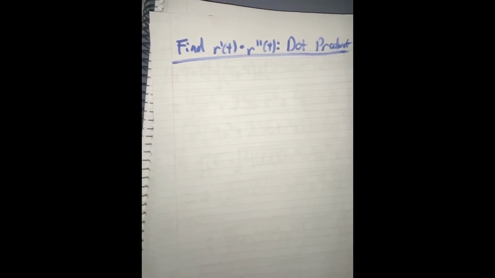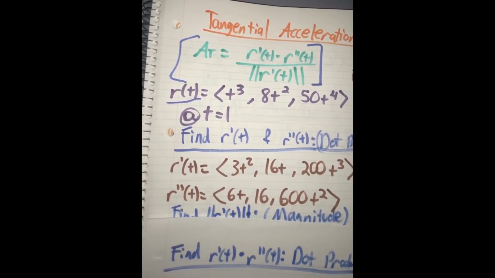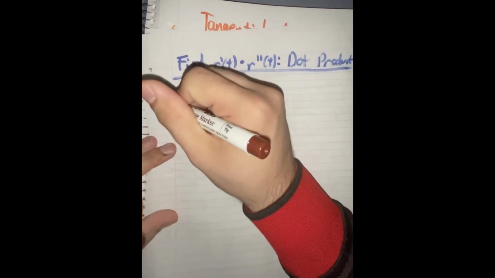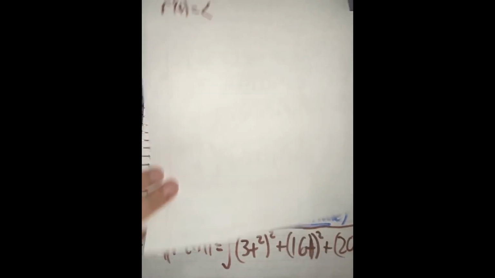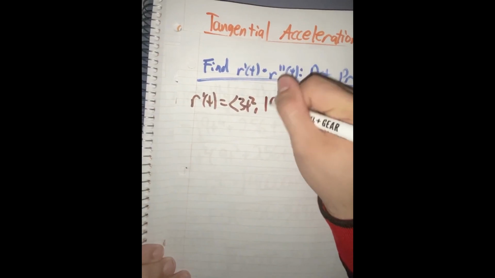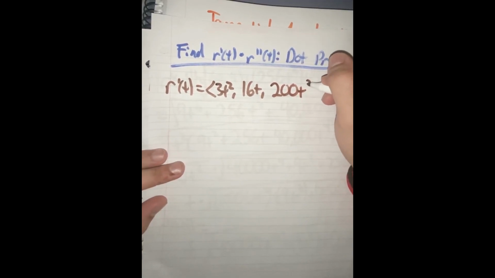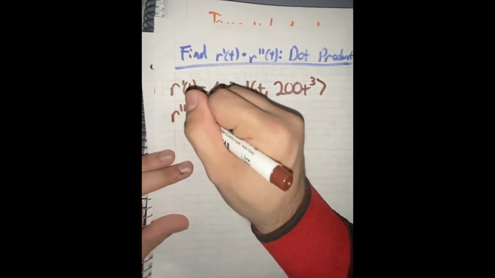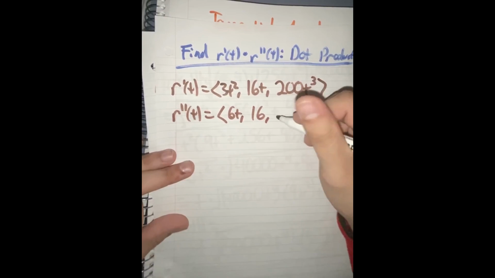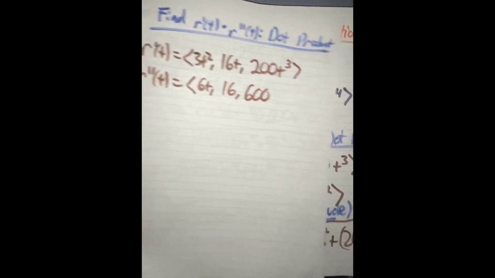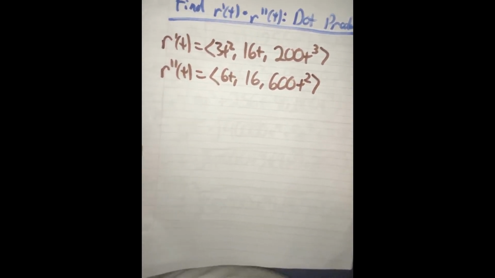So in doing so, when we take the dot product of these two terms, I'm going to go ahead and write down real quick: r prime of t is 3t squared, 16t, 200t cubed. R double prime of t is equal to 6t, 16, and 600t squared. So now the next step is we're going to dot these two.